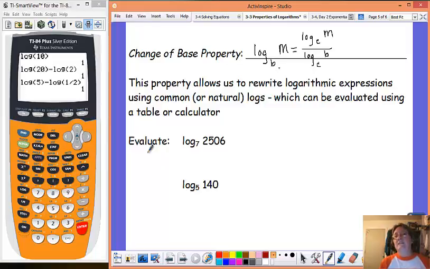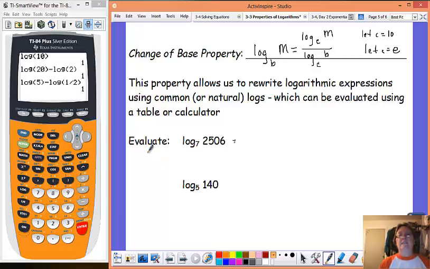Folks, this is going to be handy for us because it allows you to choose any base. It will be a good idea to let c equal 10 because our calculator knows base 10 logarithms, or we could let c equal e since our calculator knows the natural logs as well. This is going to allow us to evaluate any logarithm, even if it's some funky base that we're not sure what to do with. This is a powerful, powerful tool, especially when we're solving logarithmic equations.